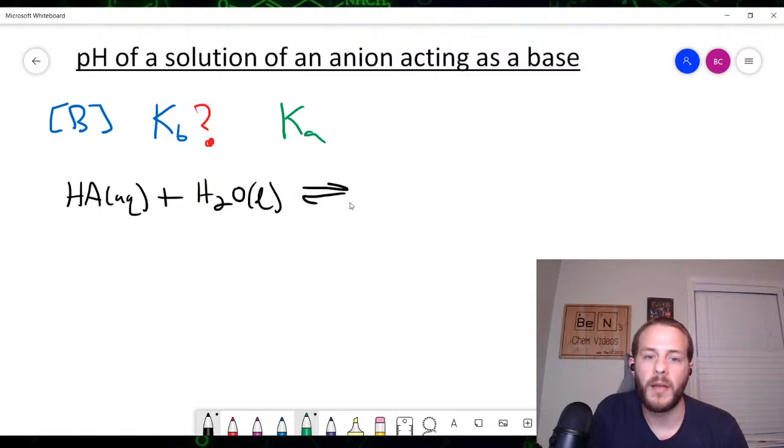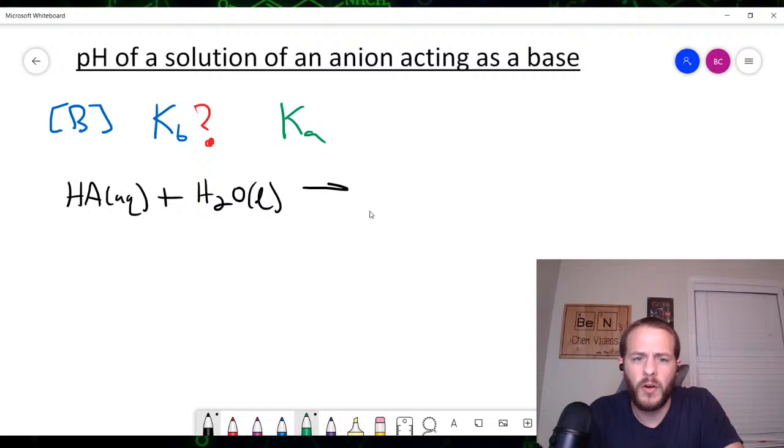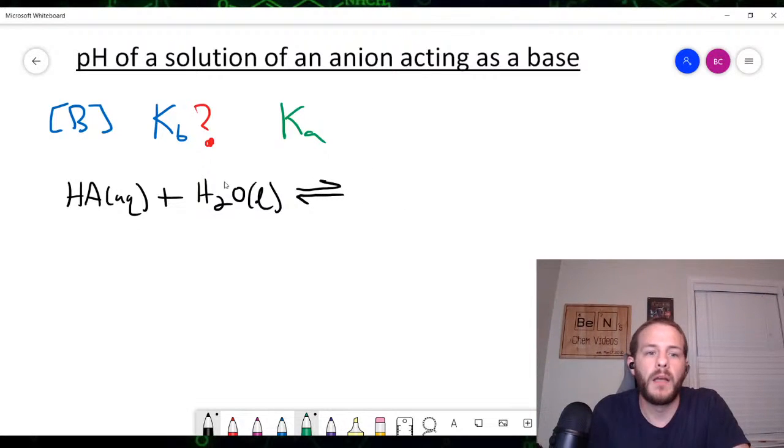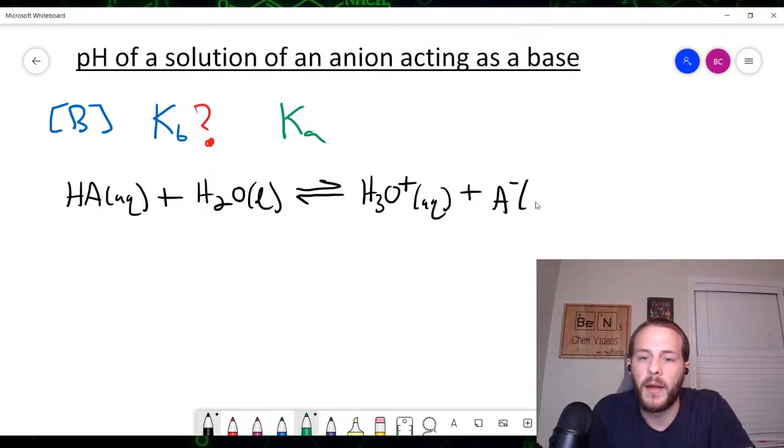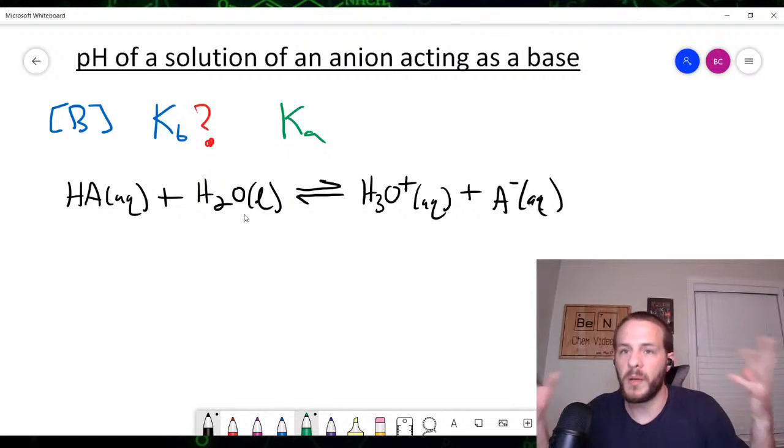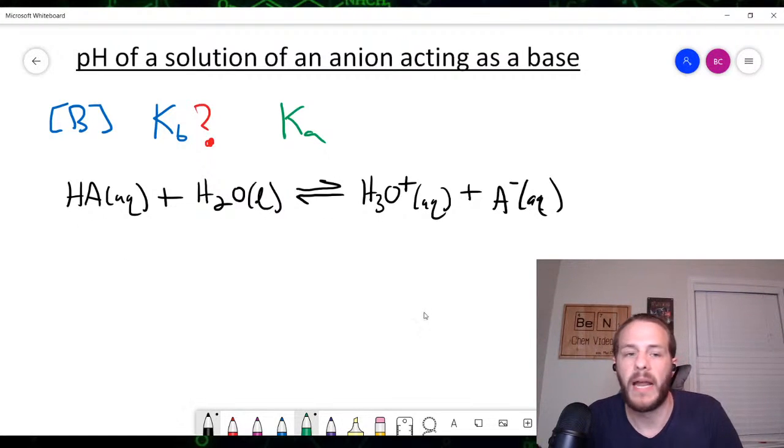Going to use the half-headed equilibrium arrows, which are very poorly drawn. Let me take another stab at that. It's a little bit better. To produce H3O plus, and that's also aqueous. And we're also going to get A minus, and that's aqueous. So that's the equation associated with a weak acid reacting with water.